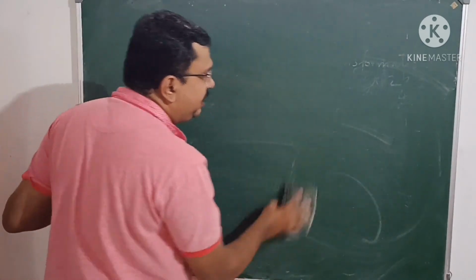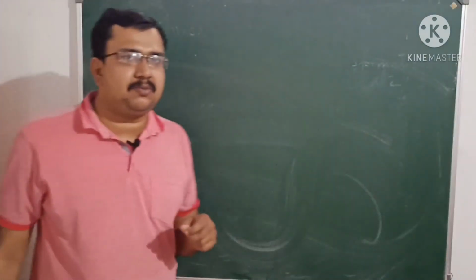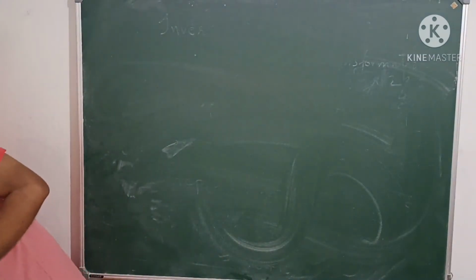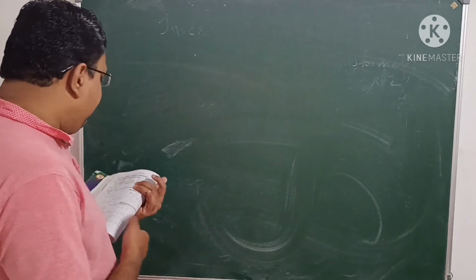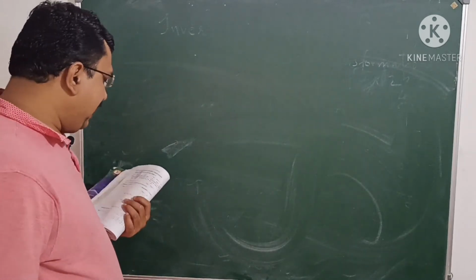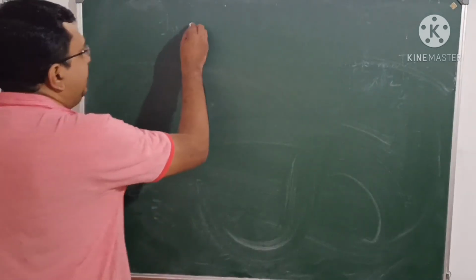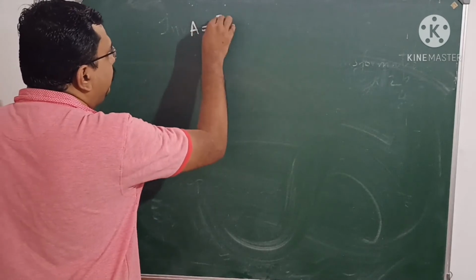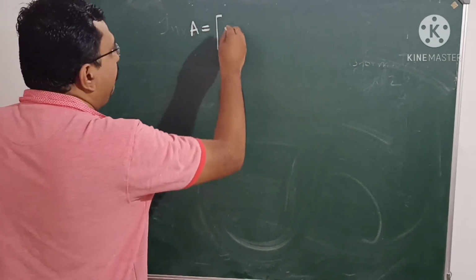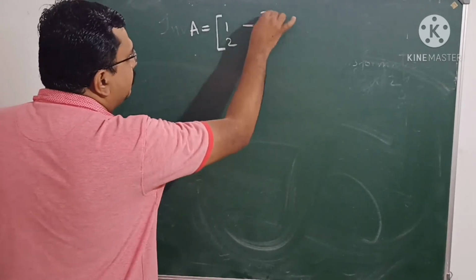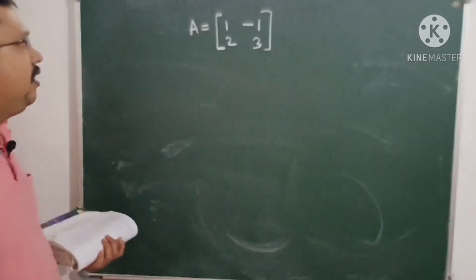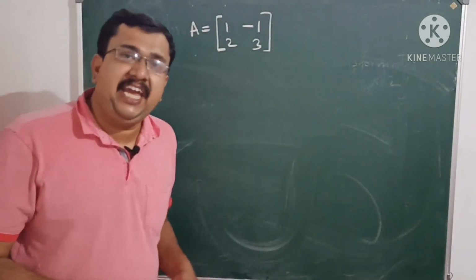Obtain the inverse of a matrix using elementary transformation. That is our question. Our question is very simple. Find the inverse of a matrix by elementary transformations. Our matrix is A equal to matrix [1, -1; 2, 3]. This is our matrix. We want to find A inverse.